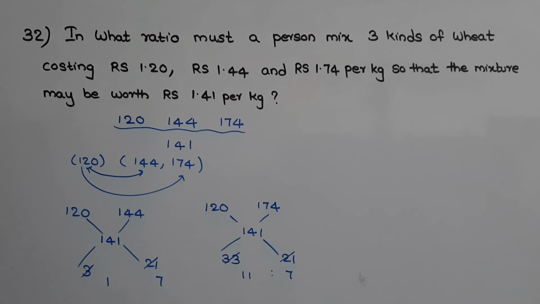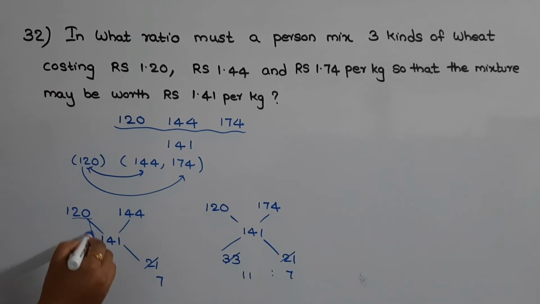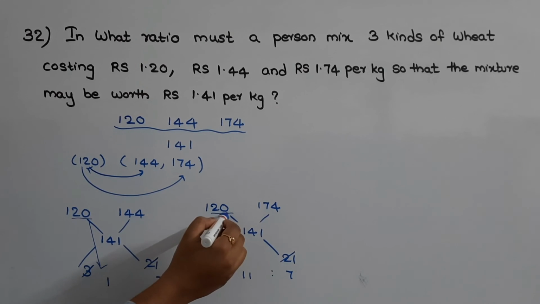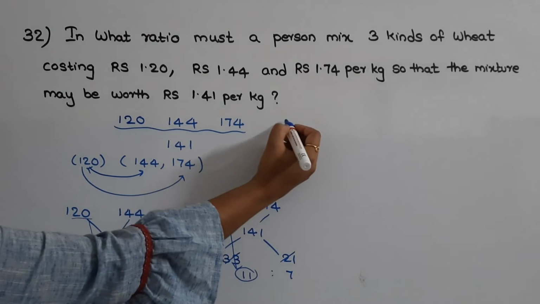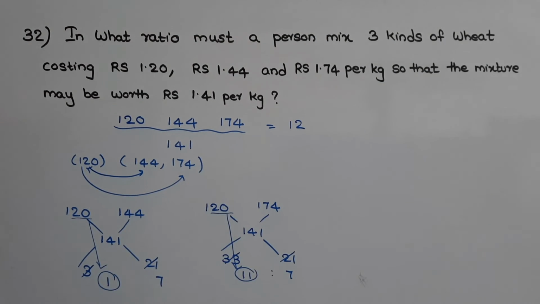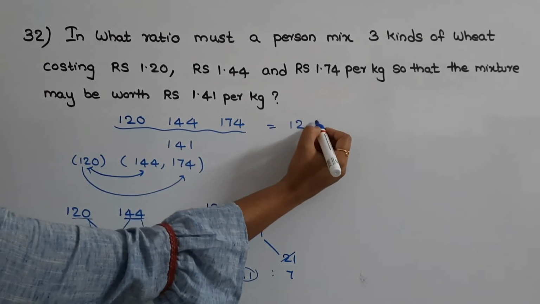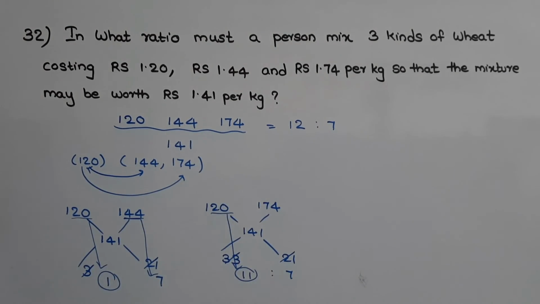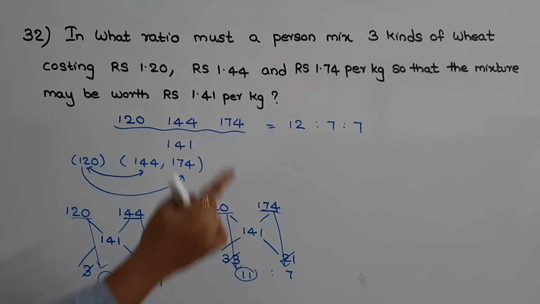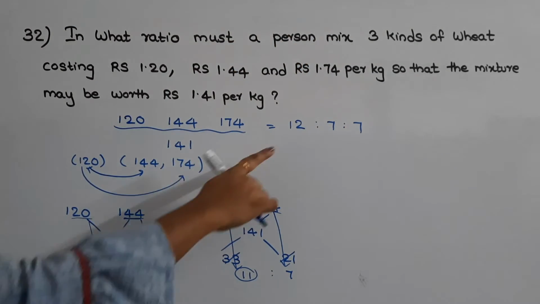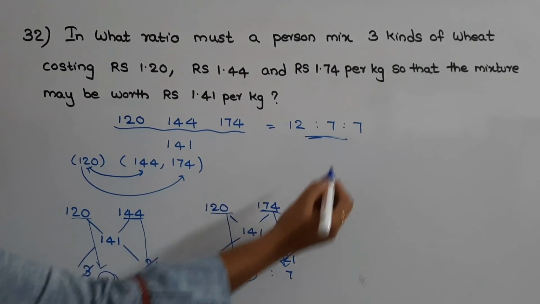Now we need to know the quantity ratio of the first type, second type and third type of wheat. Below this 120 it is 1 and here below this 120 it is 11. So for 120 the ratio will be 1 plus 11, that is 12. Then below this 144 it is 7, so the ratio for 144 is 7. And below this 174 it is 7, so again it will be 7. So the ratio of the quantities of first, second and third types of wheat is 12:7:7. So this is the answer.